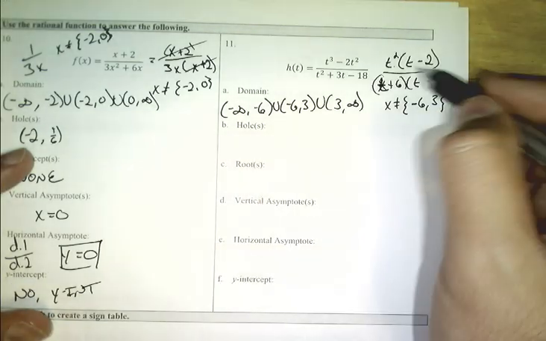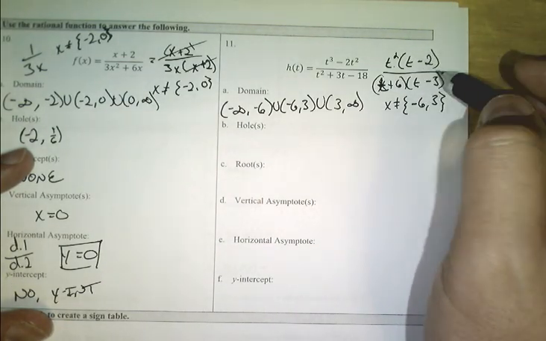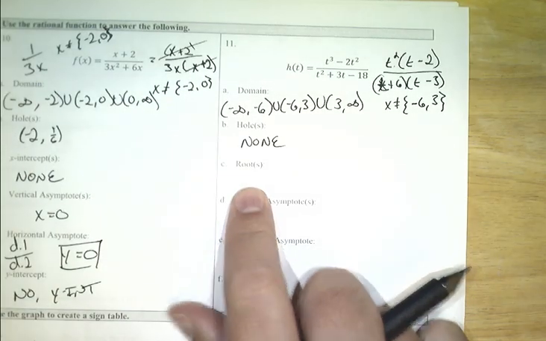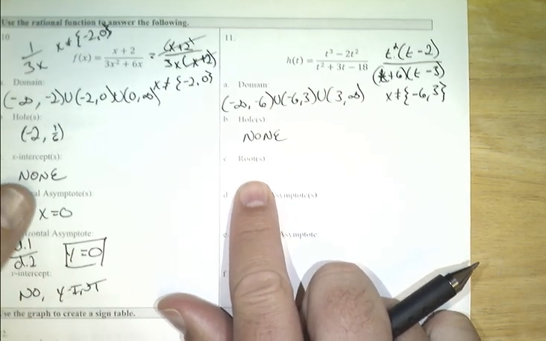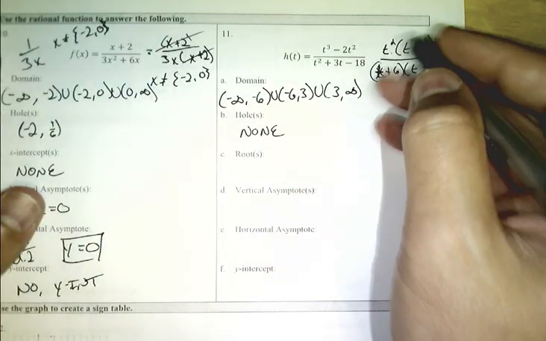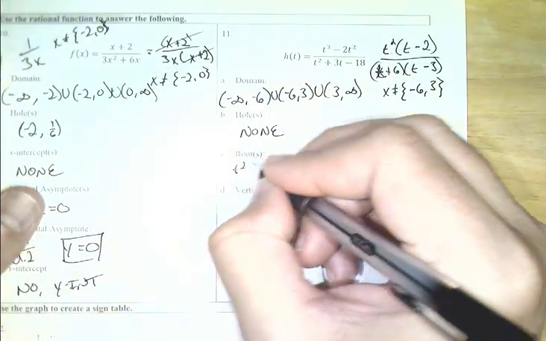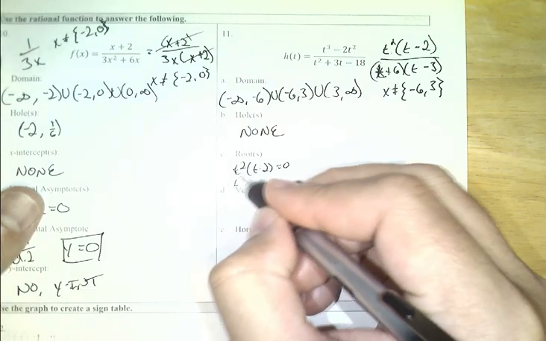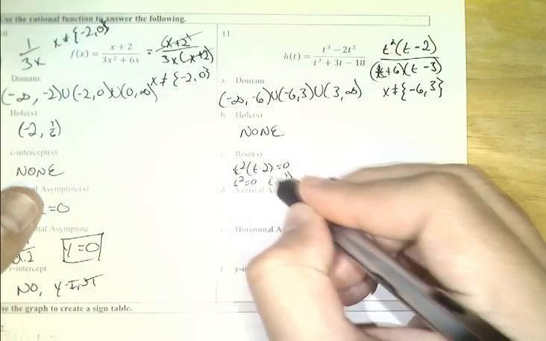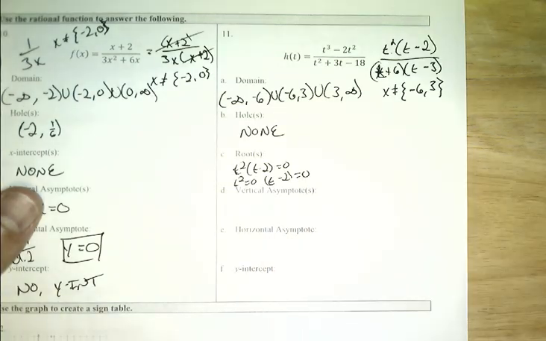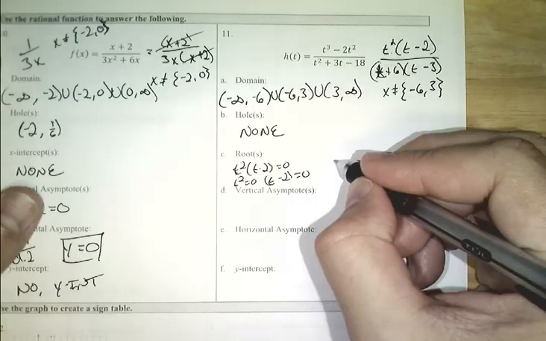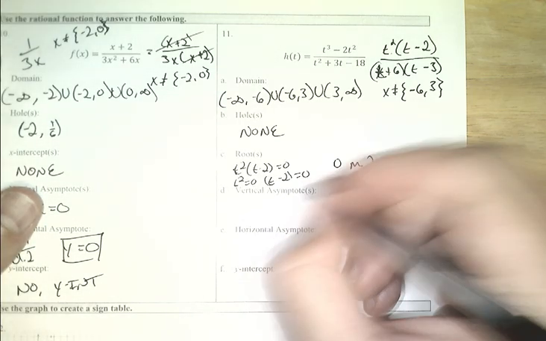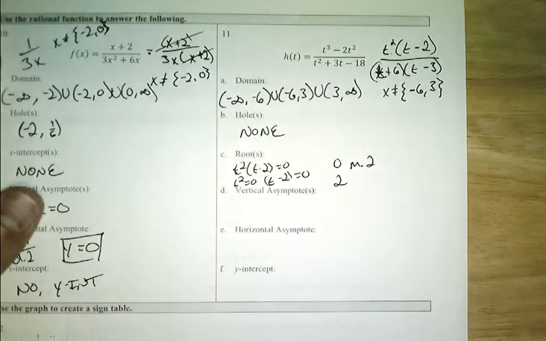The holes: let's see, does anything cancel out? Nothing here will cancel out, so we should have no holes in the graph. Our roots, which are the x-intercepts, same thing. So when does the numerator equal 0? t squared times t minus 2 equals 0. So either t squared equals 0 or t minus 2 equals 0. So our roots here will be 0, which has a multiplicity of 2, and then positive 2.